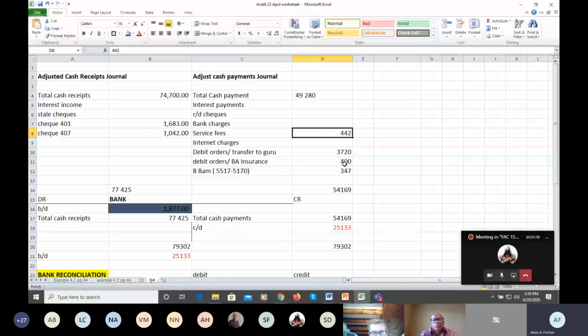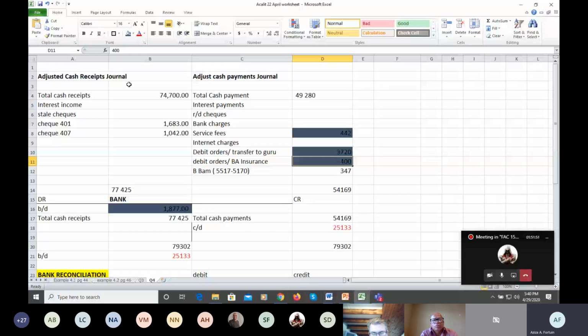Okay, I can slot it in by my service fees. Right? A transfer of funds to SARS as payment for transfer duty for Guru. Okay, we have it here as transfer 3720 to Guru. A debit order of 400 Rand in favor of BA Insurance. So I'm going to put it in there, BA Insurance. Okay. Bullet point number 4. They say the following checks have not yet been presented for payment to the bank, and they were issued by Owen Attorneys and appeared on the bank recon for February 2017.